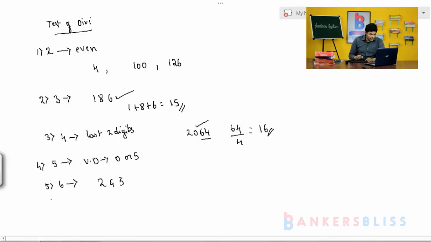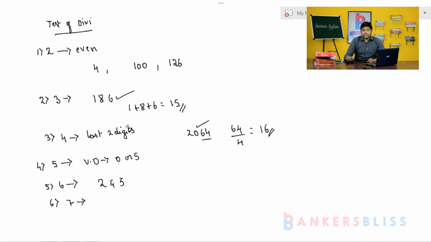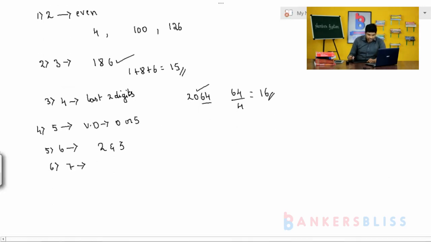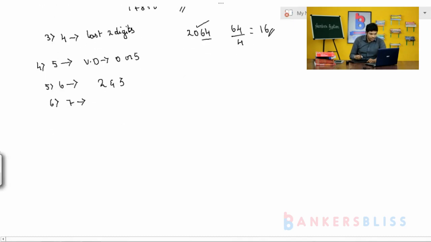Next, test of divisibility for 7. If the number should be divisible by 7, then how should the number be? Let me take an example, that is 343.